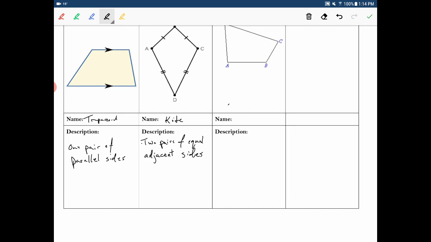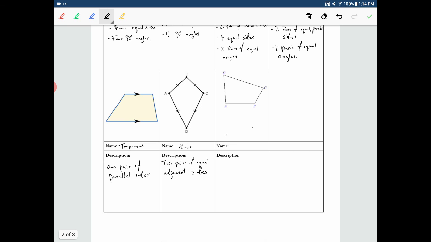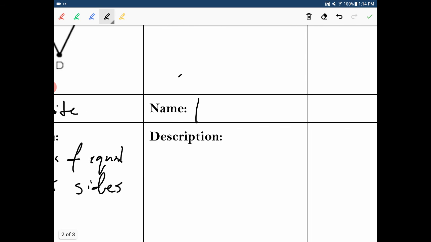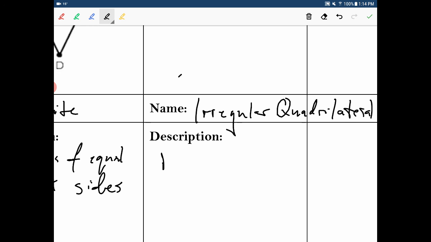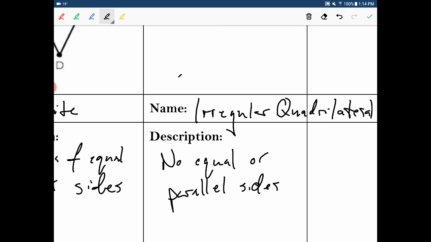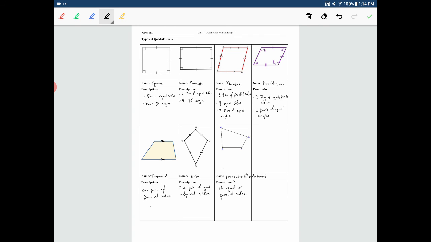And then finally, we've got this guy right here, which is just an irregular quadrilateral. And what makes it irregular is just that there are no equal or parallel sides. All right, and that's it. So those are your shapes.